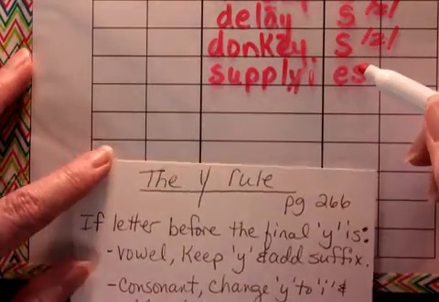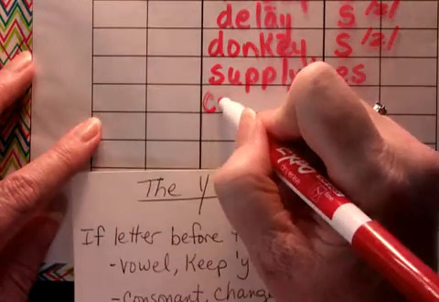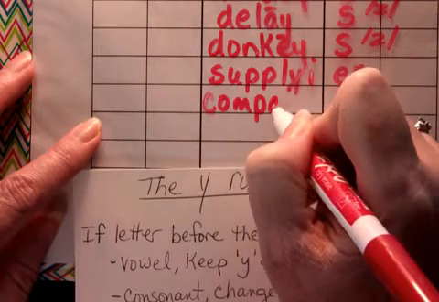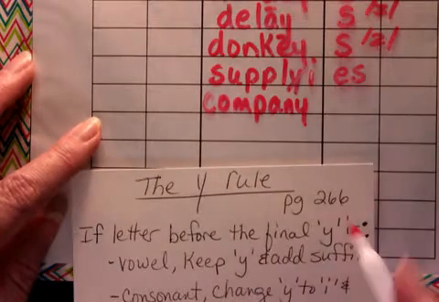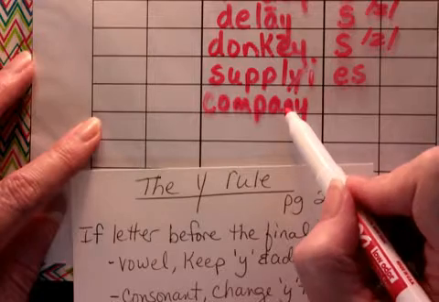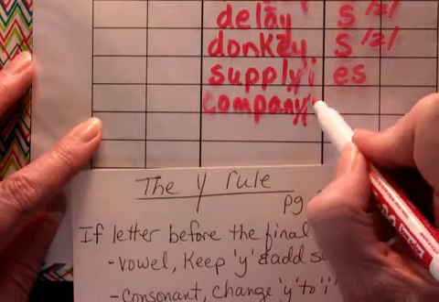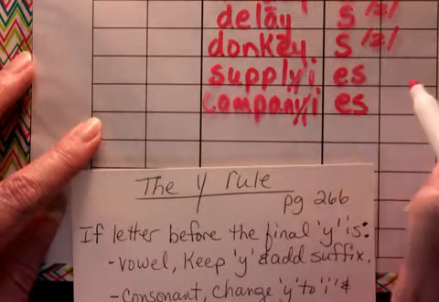The next base word is going to be company. Company. The letter before the final Y is a consonant. You change the Y to an I and add ES.